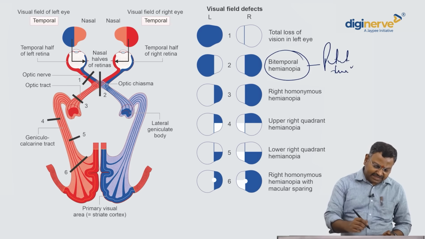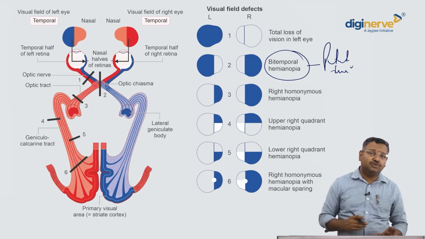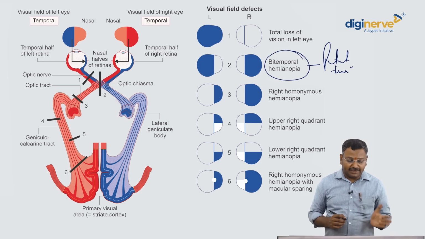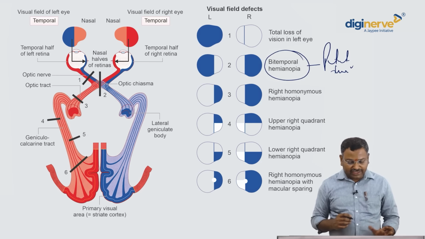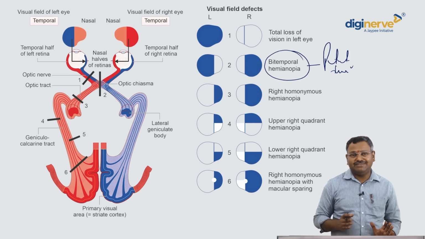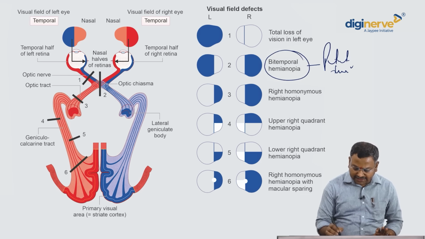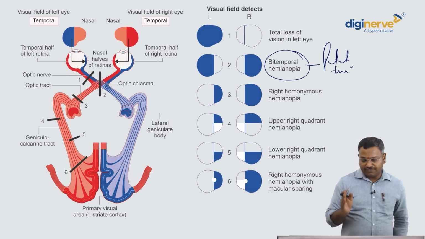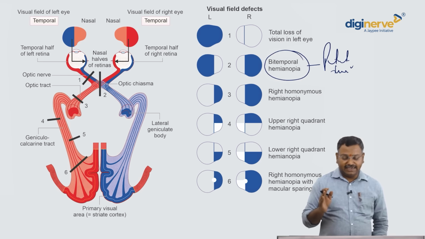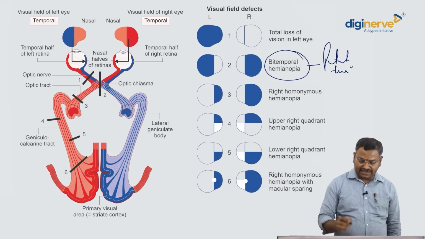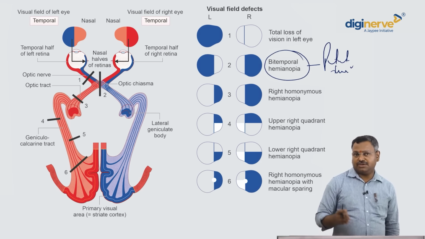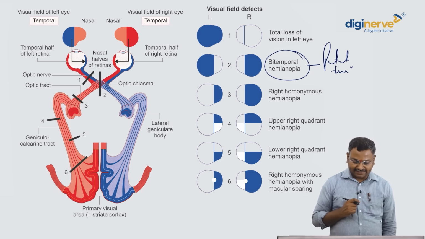The third site we are seeing is the optic tract before the lateral geniculate body, the optic tract that you are seeing there. So here you get opposite side homonymous hemianopia. So if the left optic tract is involved, you get the right homonymous hemianopia, where you have the right sided temporal field and the left sided nasal field getting involved, because the fibers are crossing like that.